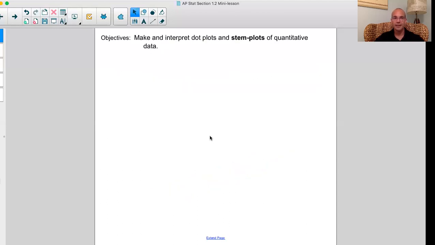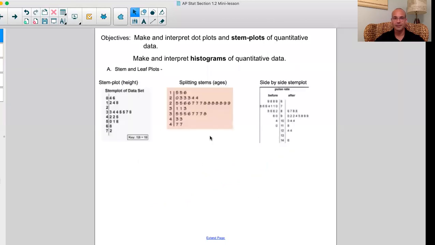So in order to hit these last 2 objectives, make and interpret dot plots and stem plots, and make and interpret histograms, I'm just going to put forth a couple examples of these things, and I'm going to talk about some tips, and then I'm going to set you loose on some work with stem plots and histograms. And you'll be doing this in groups, and you'll possibly struggle a little bit, but that's a more active way than just sitting here listening to these notes.